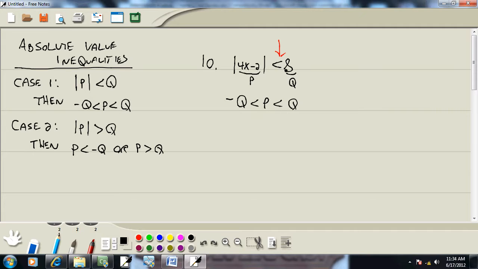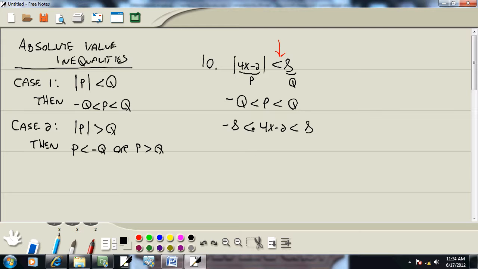than q. Again, if this had been less than or equal to, these would both be less than or equal to's. So everywhere there's a p, we'll plug in 4x minus 2, and everywhere there's a q, we'll plug in 8. So I got negative 8 is less than 4x minus 2 is less than 8.